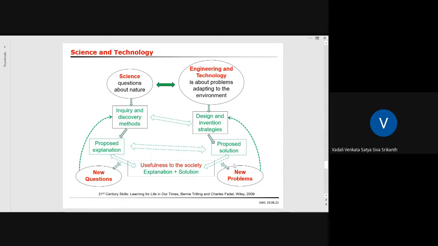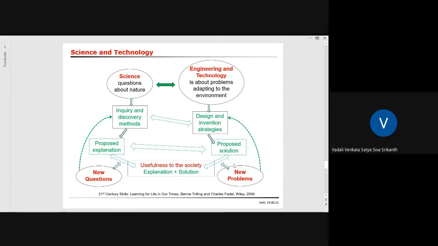And therefore, there is a great need for us to inculcate interdisciplinary education, interdisciplinary know-how, interdisciplinary conceptual knowledge, and so on. Now, this is very important, especially when we deal with innovation that involves bringing out products, new procedures, new practices, and so on.